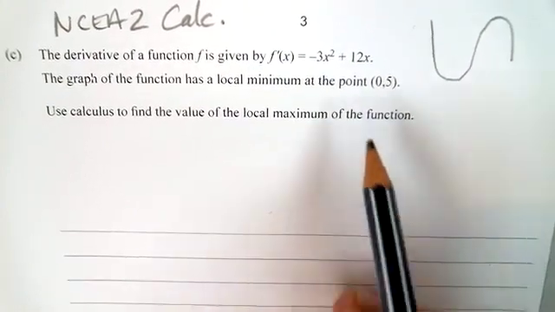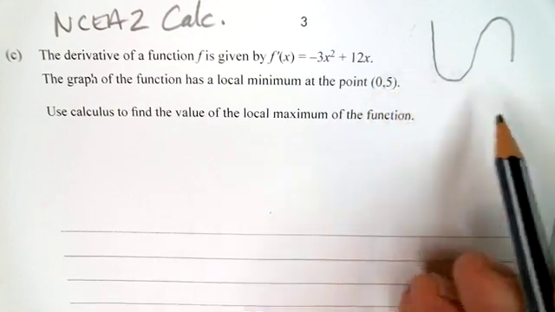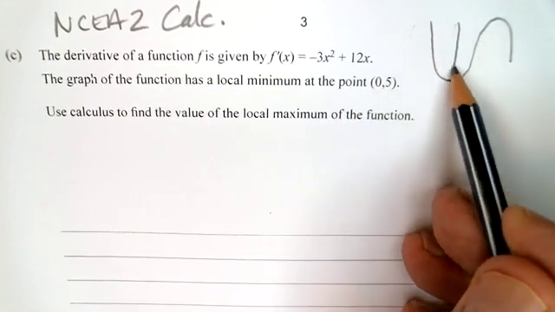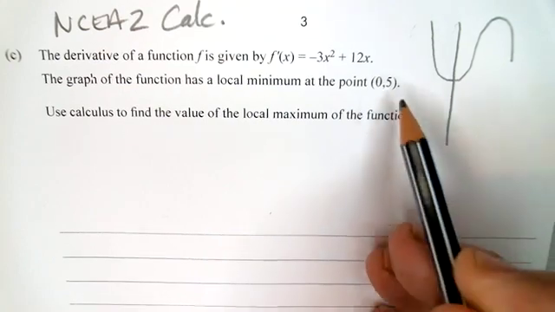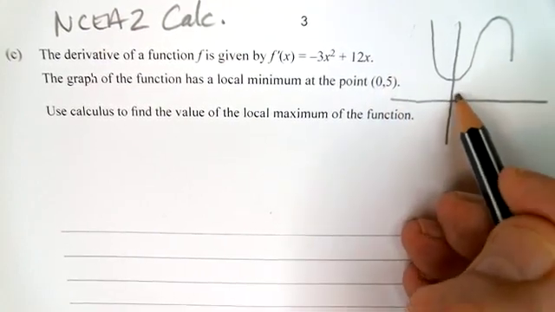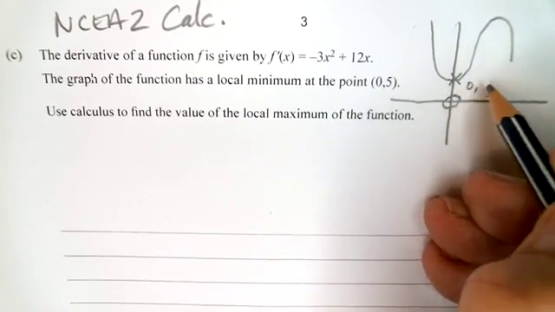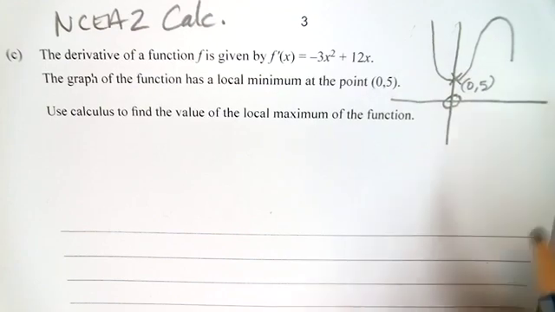And it says the graph of the local minimum is 0, 5. So the x value here, that is our 0 point. But it's also 5 up, so I'm going to have to draw it like this, yeah? So there's my 0 point. And this point here is 0, 5. There it is. All right.